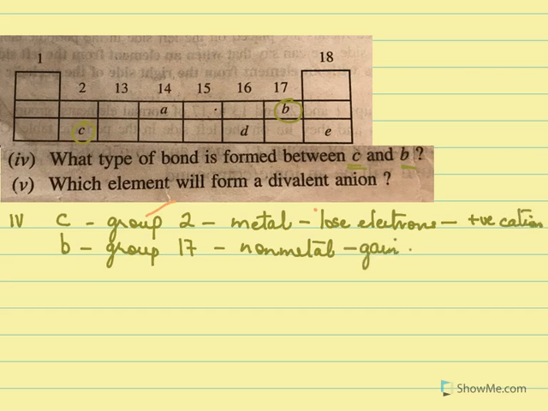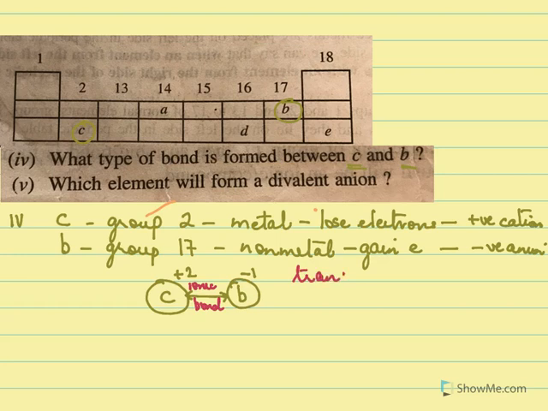Non-metals gain electrons, and because they gain electrons, they form negative anions. So you have C, which will form a positive ion, in fact +2, and B, which is negative, it will form -1 because it has 17 valence electrons. That's not asked in this. So the bond between them, between positive and negative, will be ionic. There will be transfer of electrons, no sharing of electrons. C will lose, B will gain.